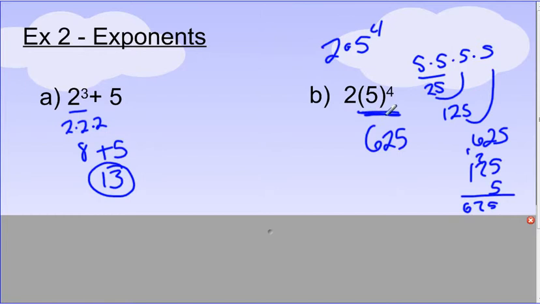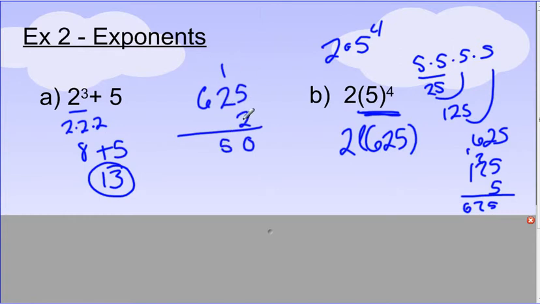So we did this math here, got 625. But we still have to take that times 2. So we're taking 2 times 625. And that's going to give us 1250, but watch this. 625 times 2. 2 times 5 is 10. 2 times 2 is 4, plus 1 is 5. 2 times 6 is 12. 1250. And we're done. So exponents, then multiplies, divides, adds, and subtracts.